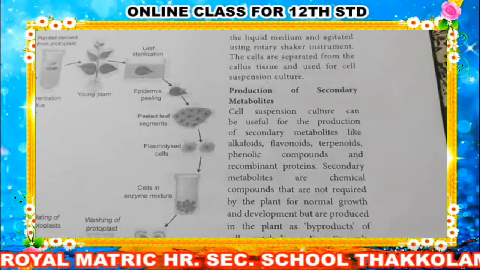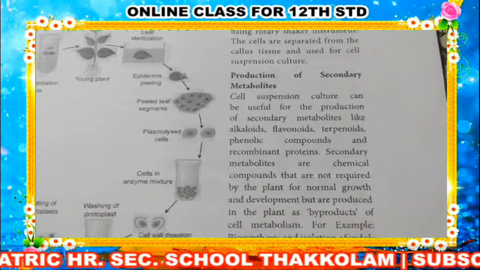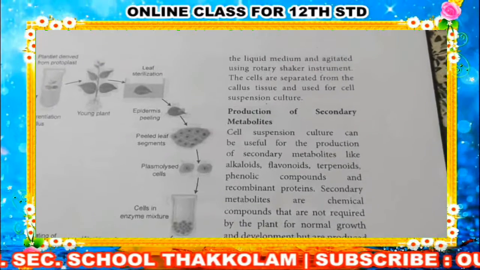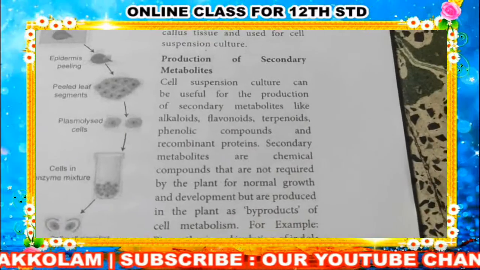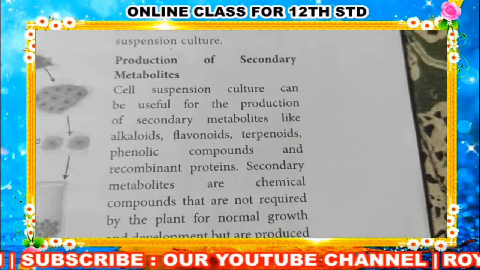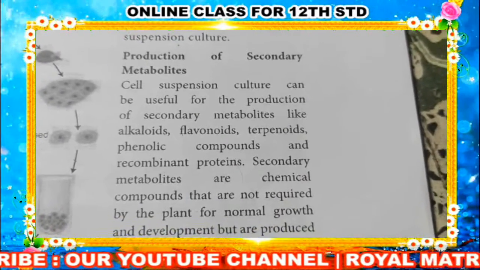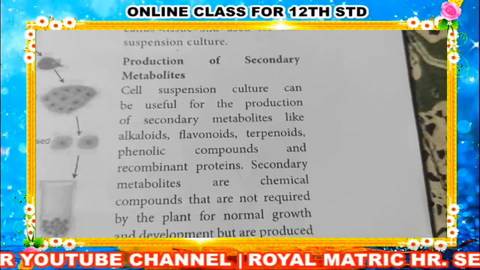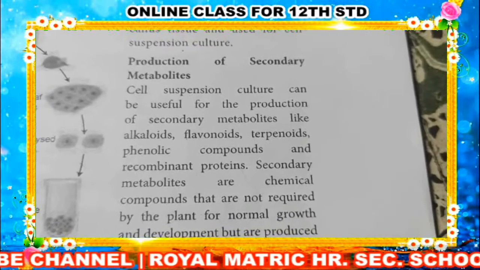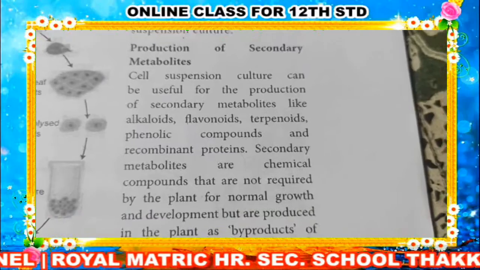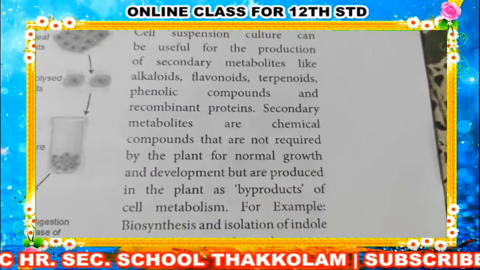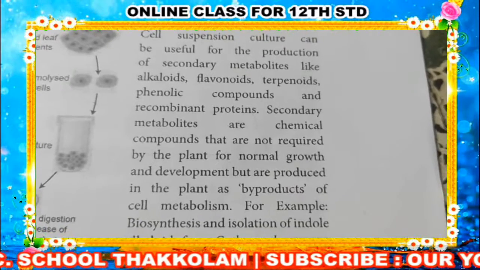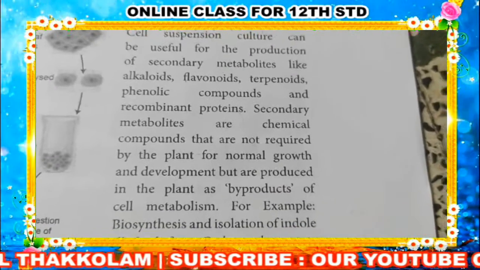That is called secondary metabolites. The metabolites that are produced by the plants are not useful for the plants, but they are in some other way useful to human beings. For example, cell suspension culture is useful for the production of secondary metabolites like alkaloids, flavonoids, terpenoids, phenolic compounds, and recombinant proteins. They are chemical compounds that are not required by the plant for normal growth and development, but they are produced as a byproduct.